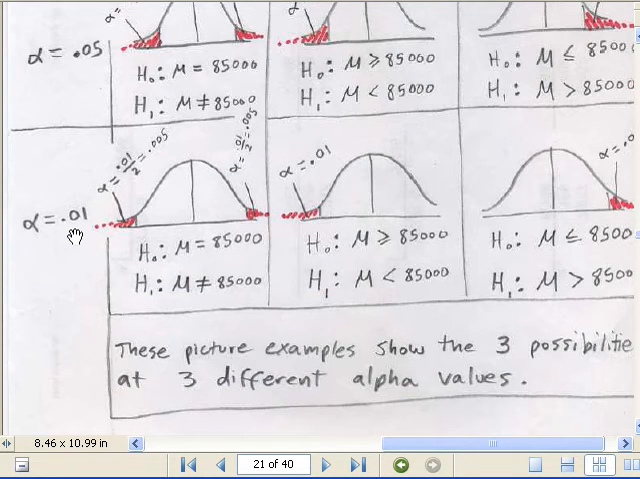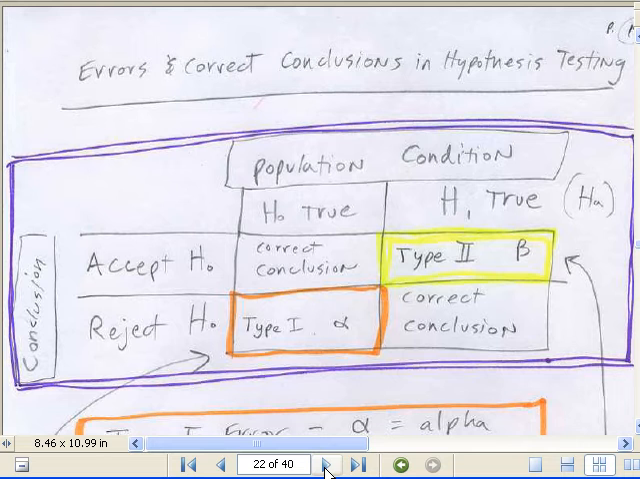For 0.01, we have 0.5% or 0.005 here and here. Again, that's alpha divided by 2. Otherwise, we just put the whole alpha either in the low end or the upper end. And then there are some examples of what the null and alternative hypothesis might look like for our $85,000 example.